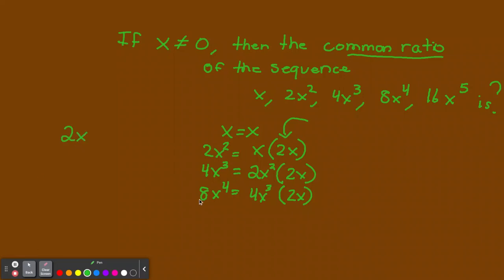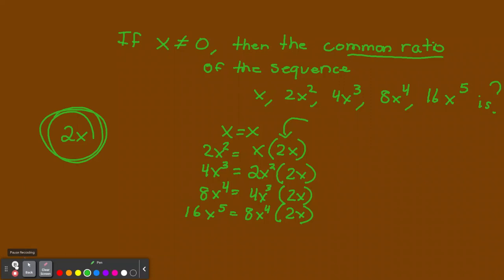And if you just wanted to see it one more time, look at the next term. We had 16x to the fifth. So what should we do? Use the term before, 8x to the fourth. And the common ratio is 2x. So 8 times 2 is 16. x to the fourth times x is x to the fifth. And you can keep going. So there's the common ratio.